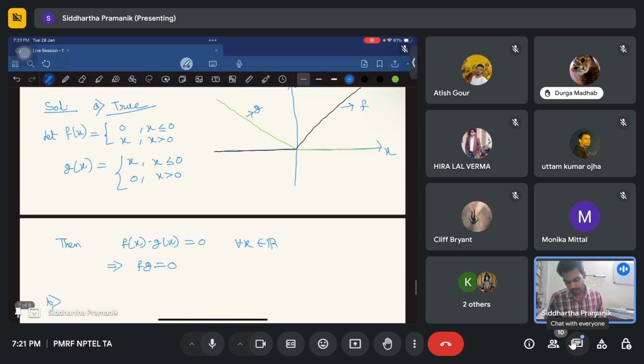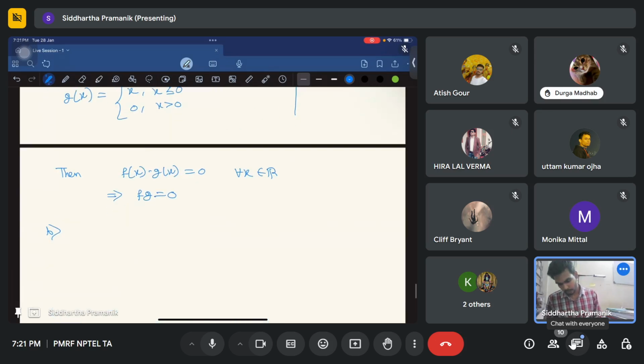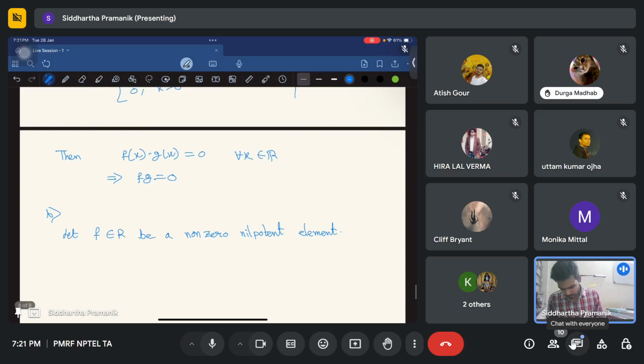Okay, so let me do the second one also. So what will happen if there exists a non-zero nilpotent element? Let f belong to R be a non-zero nilpotent element. Then f power n is 0 for some positive integer n.